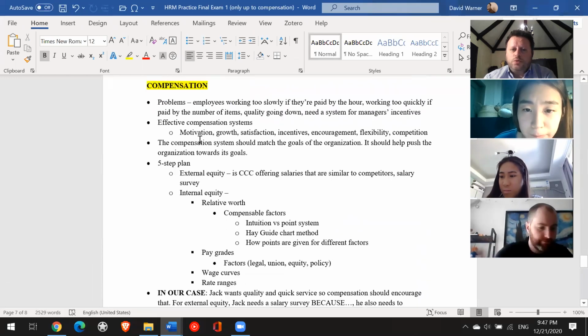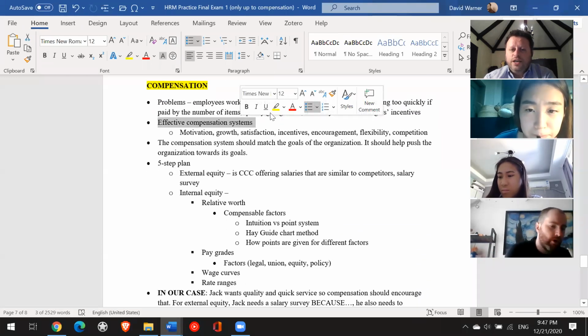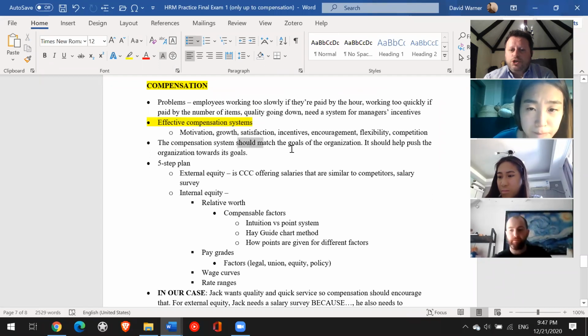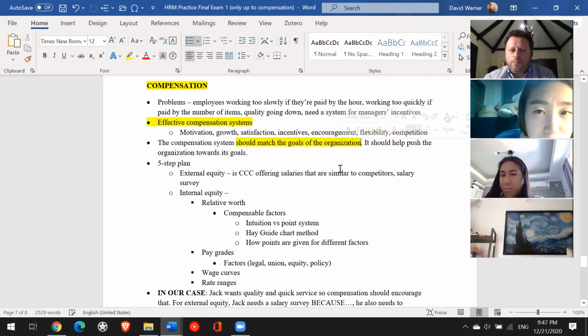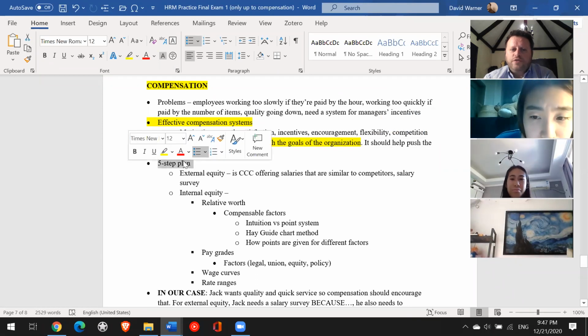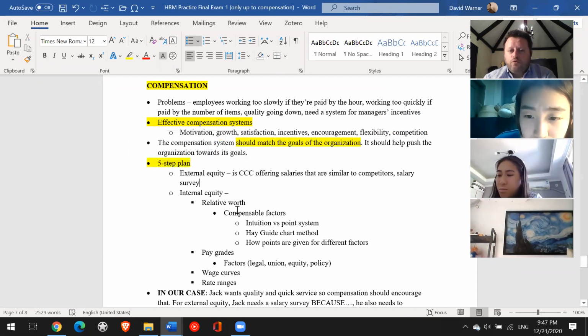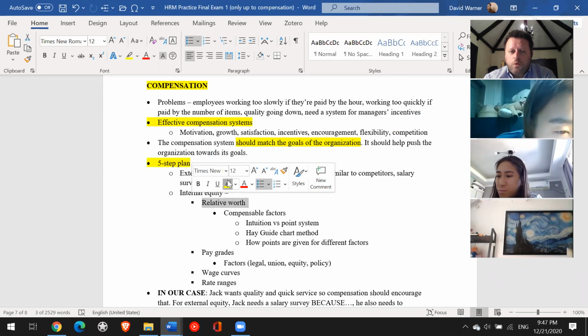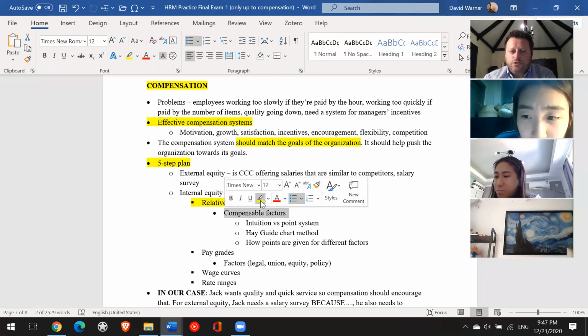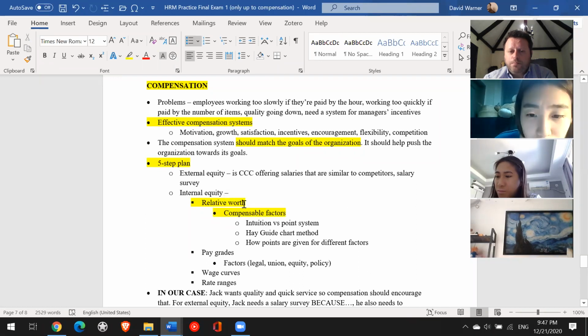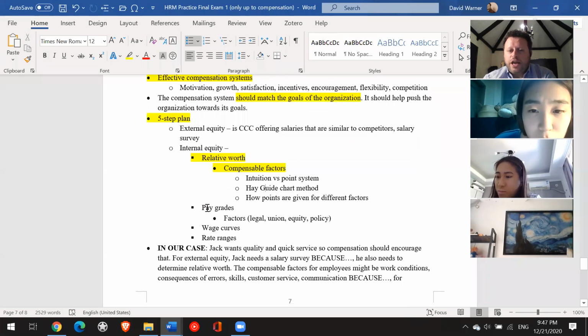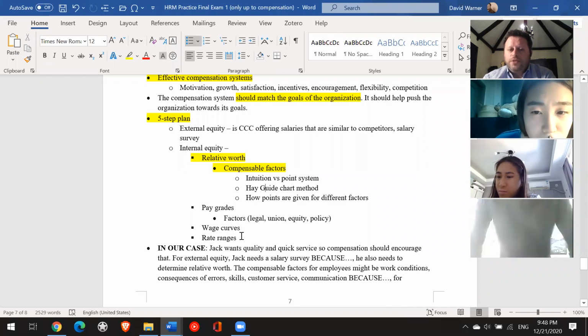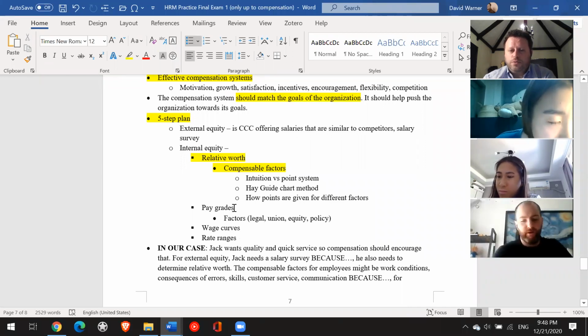For compensation, I expect you to understand some of the ideas of an effective system. The idea that it should match the goals of the organization is very important to me. Understand the 5-step plan with, to me, a real focus on relative worth and compensable factors. To me, these are pretty much the most important thing here. I do expect you to understand pay grades, wage curves, and rate ranges, but these are a little bit less important to me. They're all a little bit less important than relative worth and compensable factors. I really want you to understand that.